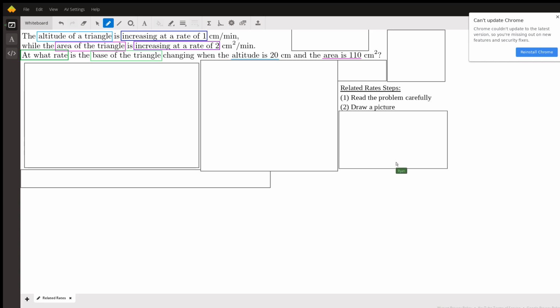In step 2, let's draw a picture. These help us visualize what's going on. The type of picture you draw really depends on the problem. Usually it's some sort of geometric figure. In this case, I hope it's clear that the thing we're going to be drawing is a triangle.